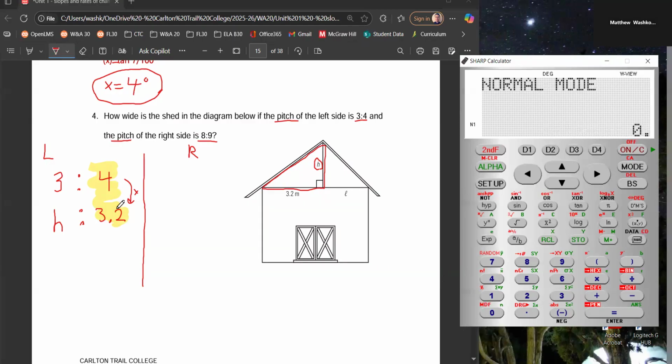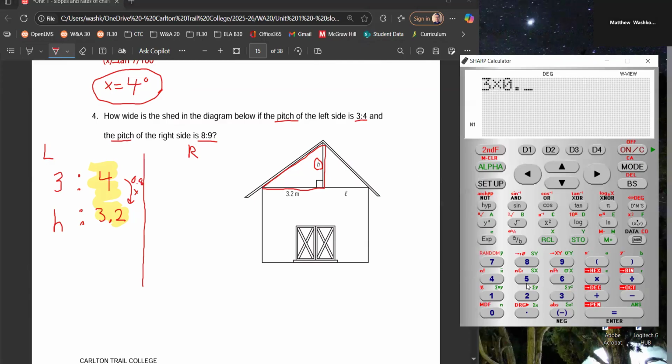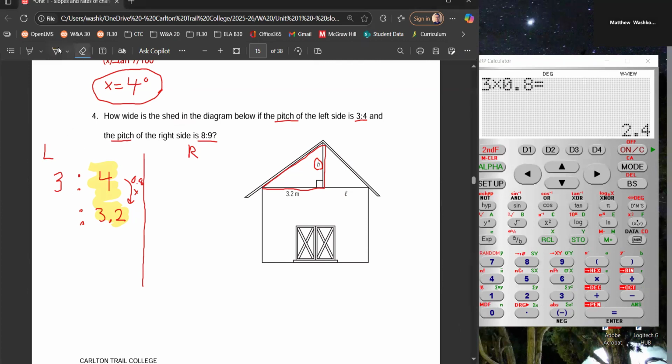You go opposite. 3.2 divided by something gives me 4. So 3.2 divided by 4 gives me the magic number. The magic number here is 0.8. 4 times 0.8 gives me 3.2. 3 times 0.8 gives me 2.4. Cool. So I'm going to go label that in my graph. I now know that this line right here, H, is 2.4 meters.